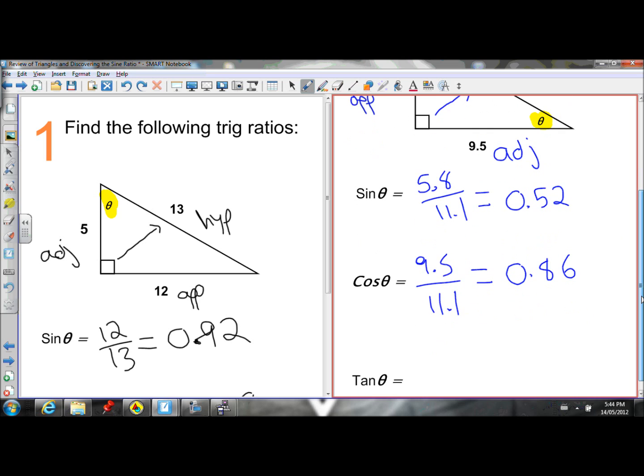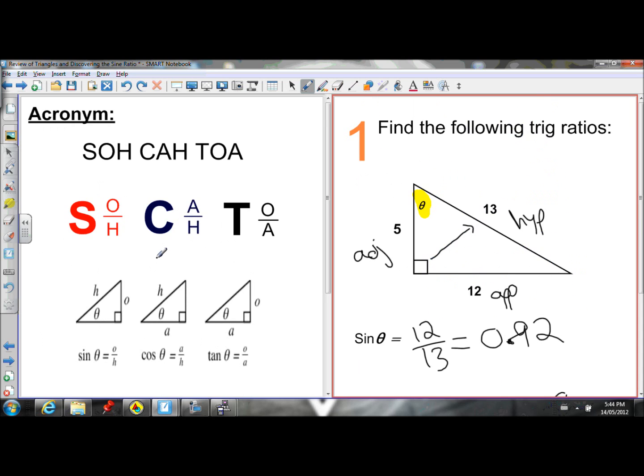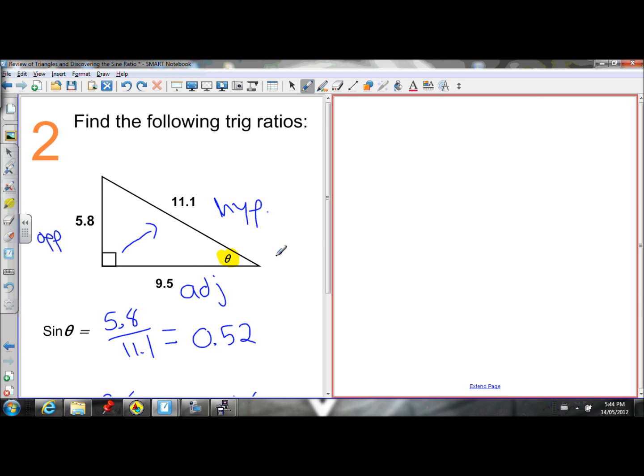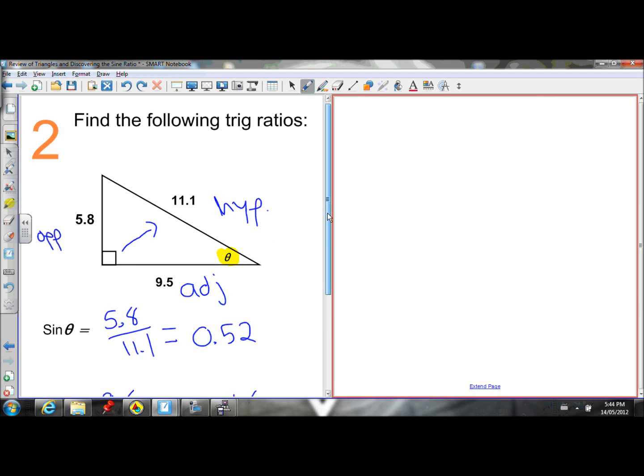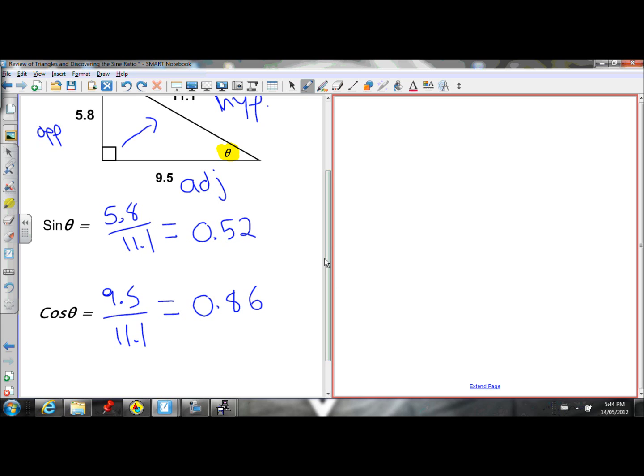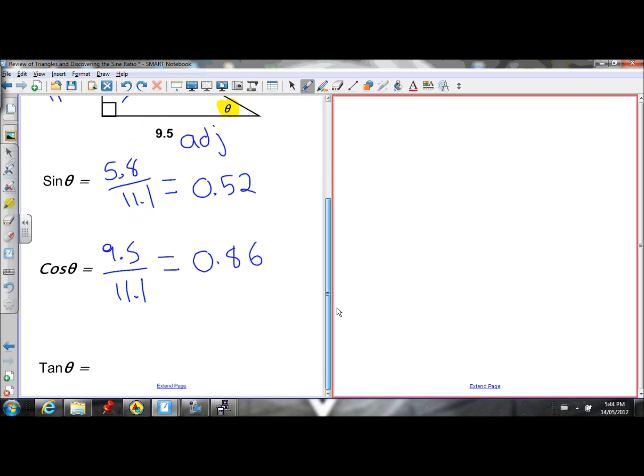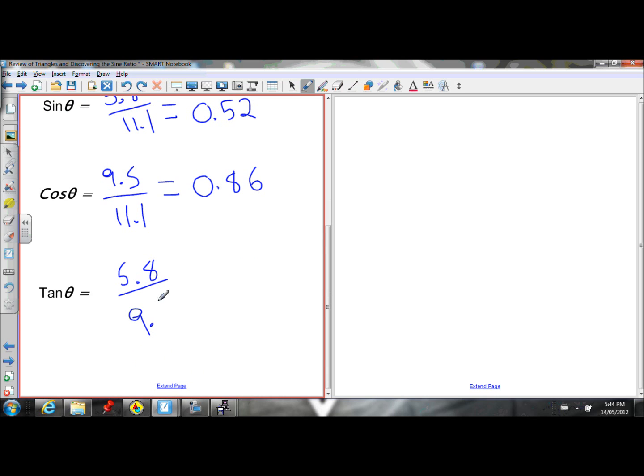Tan, TOA. Tan is opposite over adjacent. So that gives me 5.8 over 9.5, and that's equal to 0.61.